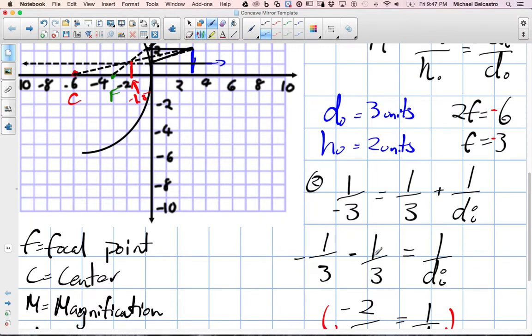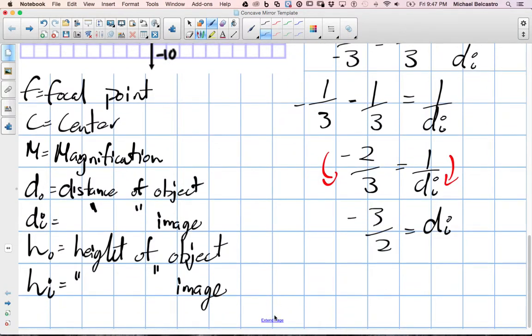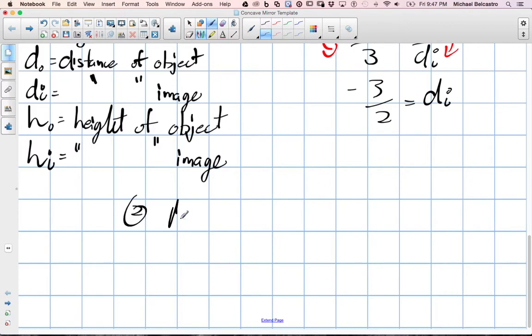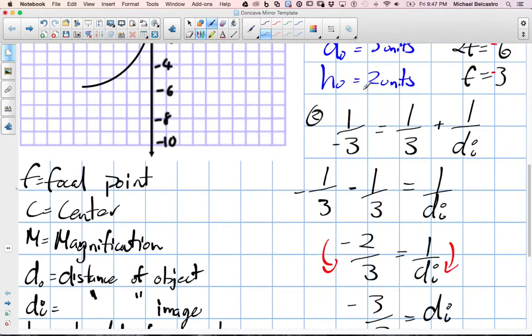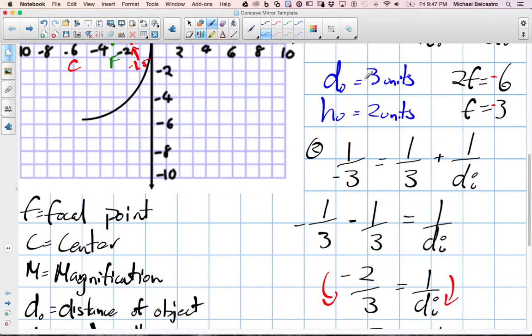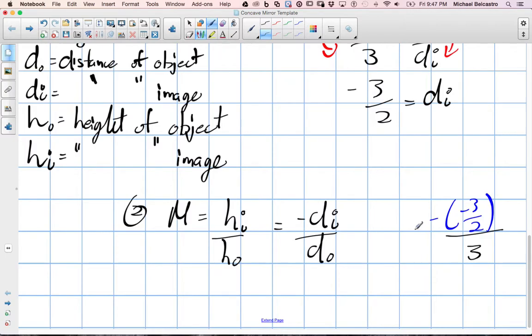And then from there, we can work on our second formula. Our second formula being magnification equals the height of the image over the height of the object equal to negative the distance of the image over the distance of the object. So we have the distance of the image, and it's a negative. So we're going to get -3 over 2, or 1.5 if you want as a decimal, divided by the distance of the object, which if you recall was 3. And we're going to set that equal to figure out what the magnification would be.